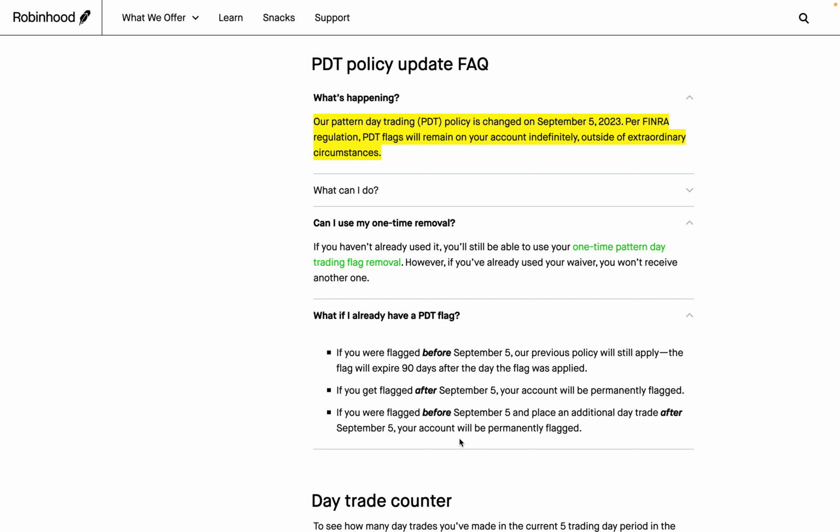The other option you could do, and I see a lot of people do this as well, is sign up to other brokers. That way you'll have more day trades, right? Because if Robinhood gives you 3 day trades, and let's say you go to a different broker, they also give you 3 day trades, and you go to a third one and they also give you 3 day trades, well, now you have 9 day trades in a 5-day trading window, right?